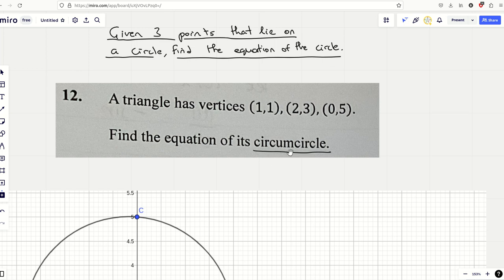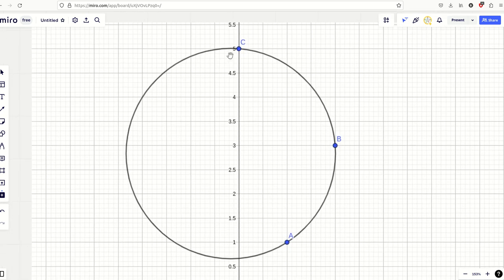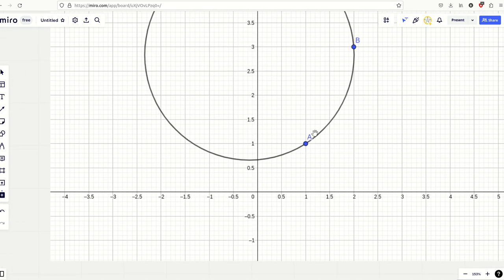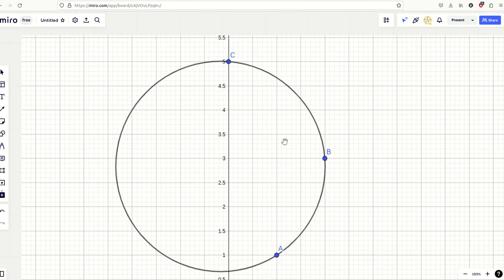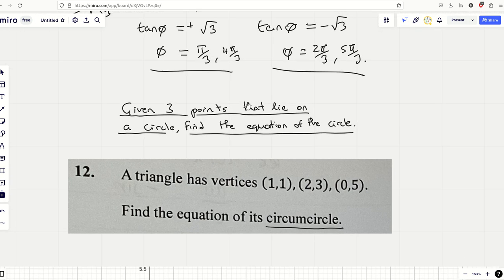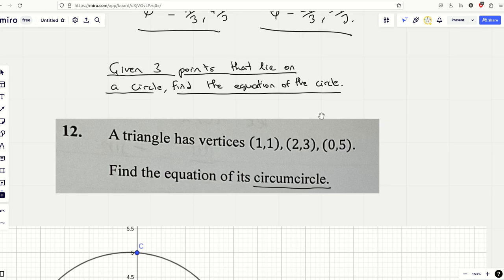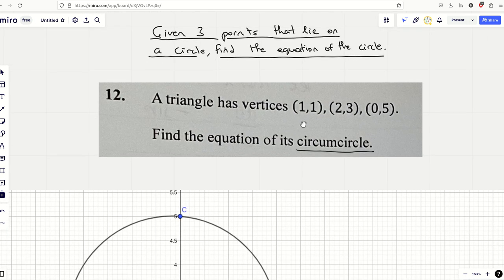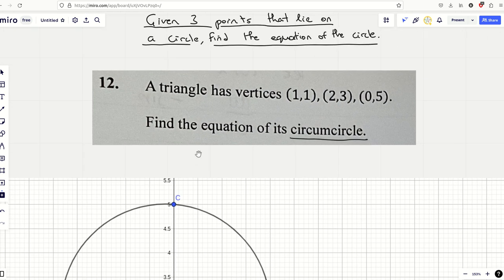Well, I haven't looked up the phrase circumcircle in a dictionary. I think I've heard it once or twice, but that must mean these 3 points lie on the circumference of a circle. So this is the circumcircle here. Look, there's the point (1, 1), here's the point (2, 3), and here's the point (0, 5). I just used GeoGebra to check my answer actually on this, which is good advice basically. If you don't know the answer to a question, use GeoGebra or something like that to find it.